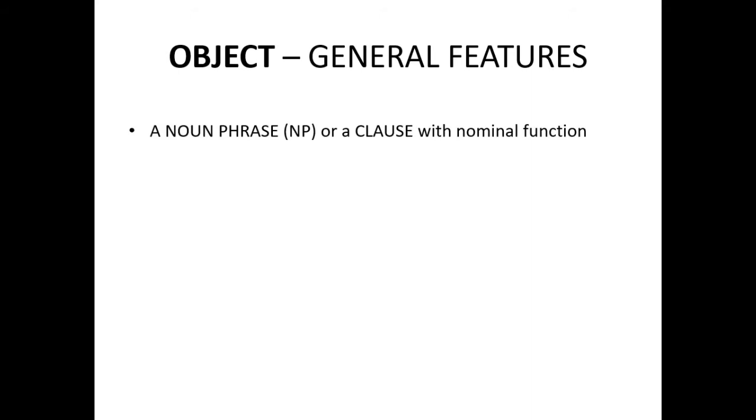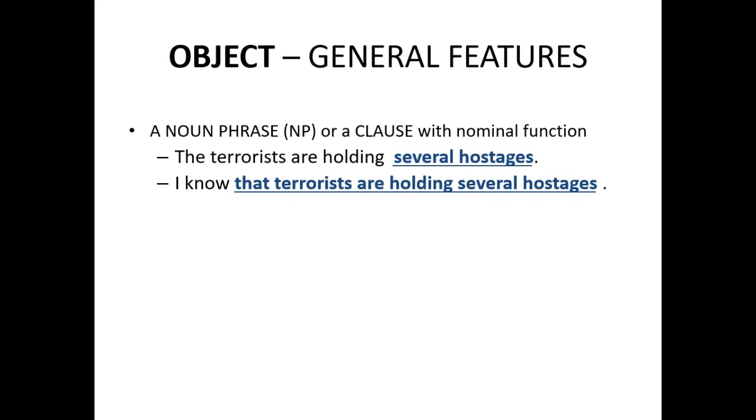When it comes to the object, again, don't think of it as a single word. Think of it as a phrase or a clause that is behind the verb. So the terrorists are holding several hostages. Or instead of a phrase, you can say a clause. I know the terrorists are holding several hostages. The most important thing is that it's not possible for the object to be at the beginning of the sentence. So in one of the groups, we had a couple of instances where some of you said for the subject that it's the object. The object cannot be at the beginning of the sentence, at least not in English.